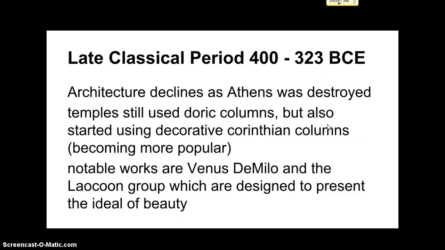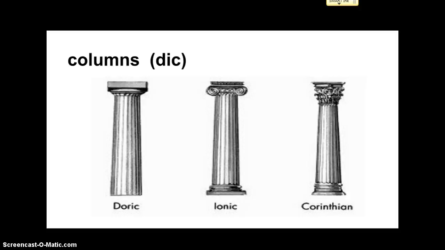The late classical period, which is 400 to 323 BCE, architecture declines as Athens was destroyed. Temples still use Doric columns, but they're also starting to use more decorative Corinthian columns, and they become more popular. Notable works from this time are the Venus de Milo and the Laocoon group, which are designed to present ideal beauty. They have this idea of what beauty should represent.